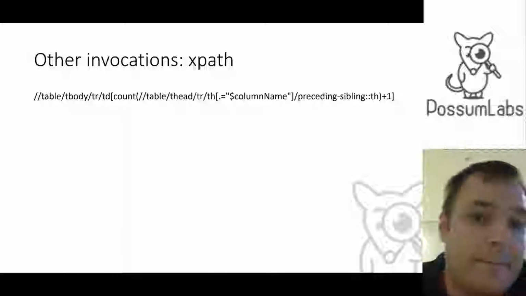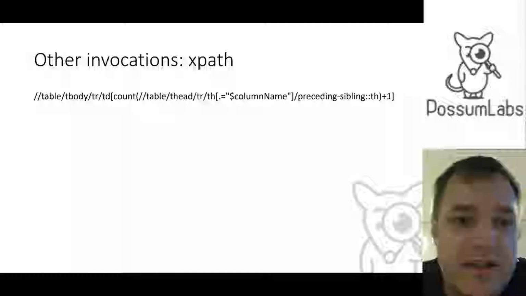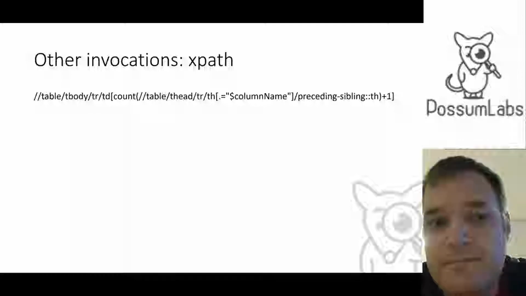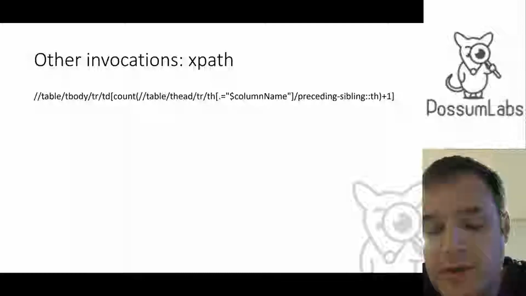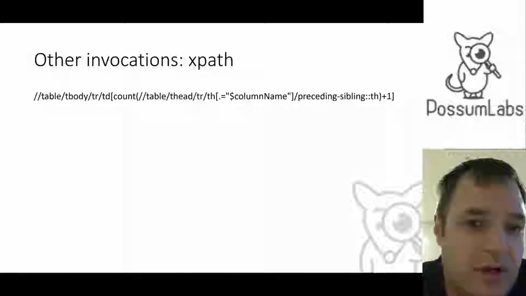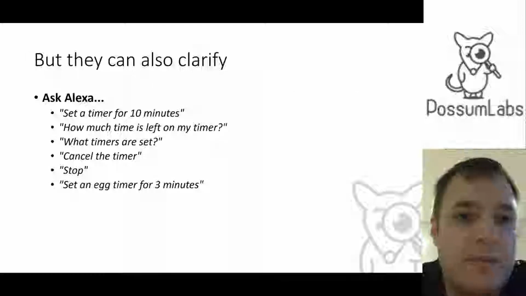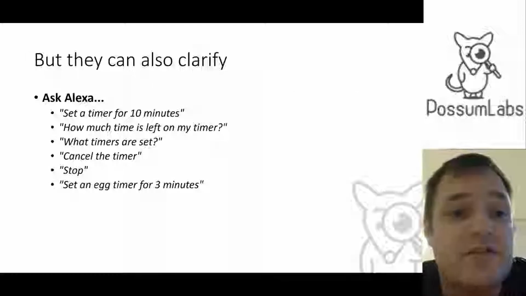XPath is another one. This one actually finds a cell inside of a table for HTML. It doesn't work properly if you have multiple tables, but it's a handy little XPath. And again, this thing is pretty much unreadable when people are unfamiliar with XPath. But here's another example of a domain-specific language, and this is what Alexa uses.